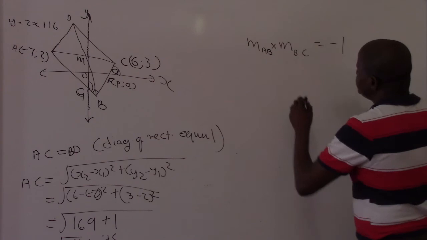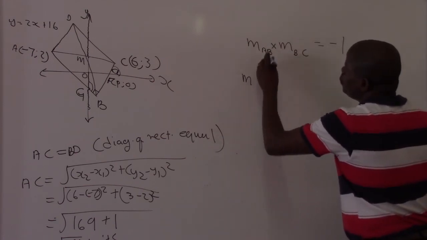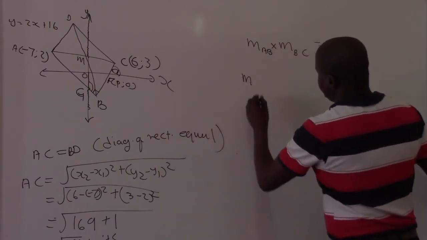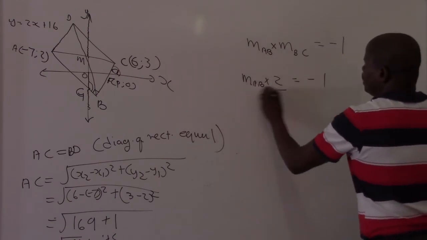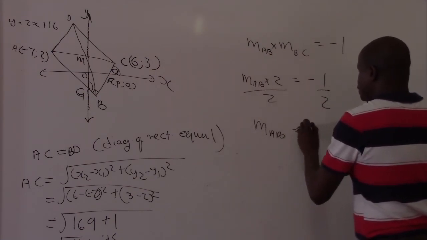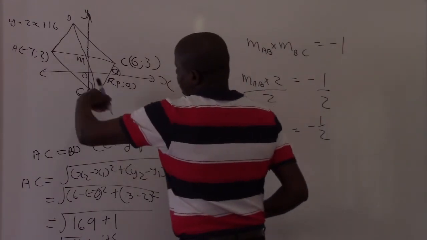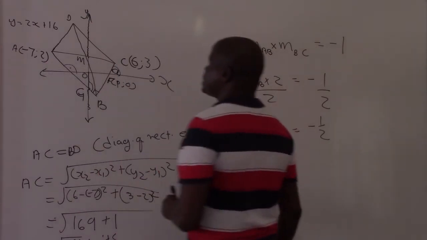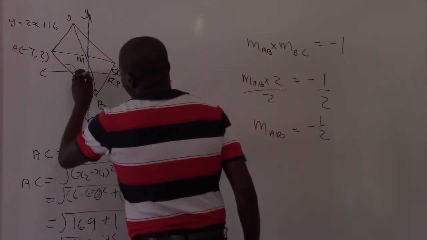Because we know the gradient of BC, the gradient of AB times 2 is equal to -1. So we divide by 2, and the gradient of AB is equal to -1/2. When we know that gradient, it will give us the angle there. So if it gives us this angle, then we are looking at this triangle.